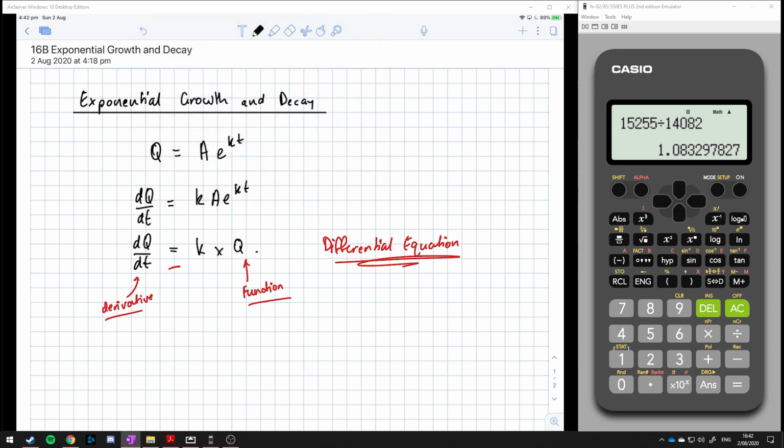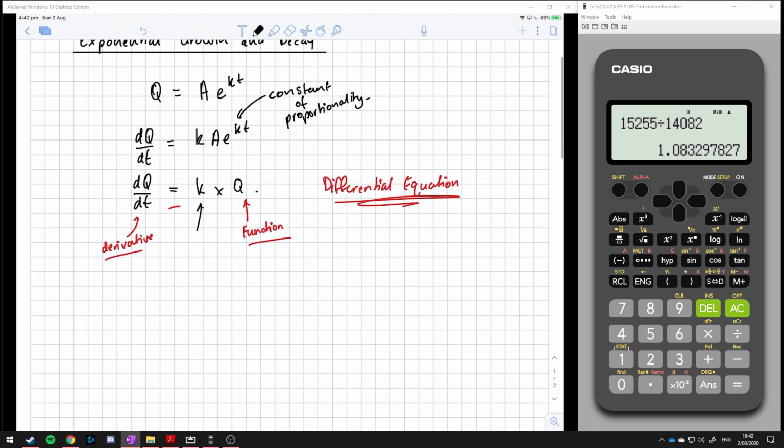So, looking at that, we've got a constant k of proportionality, also known as the growth constant. This is the constant of proportionality, and you might remember this from direct and inverse proportion. And then that's the same value again down there. So essentially the constant of proportionality pops out when you take the derivative of the exponential.